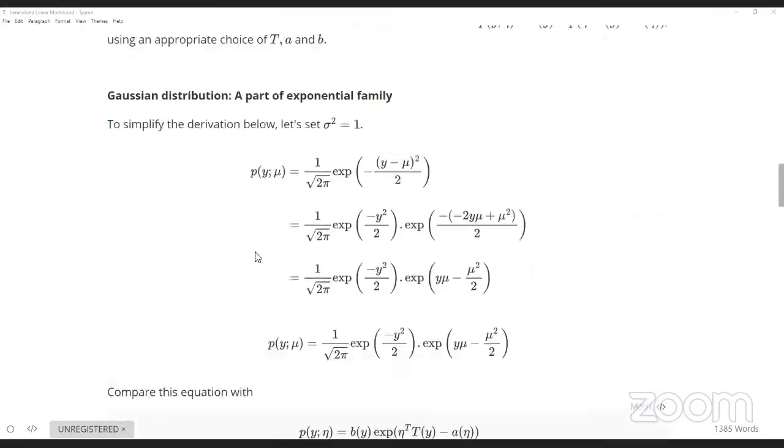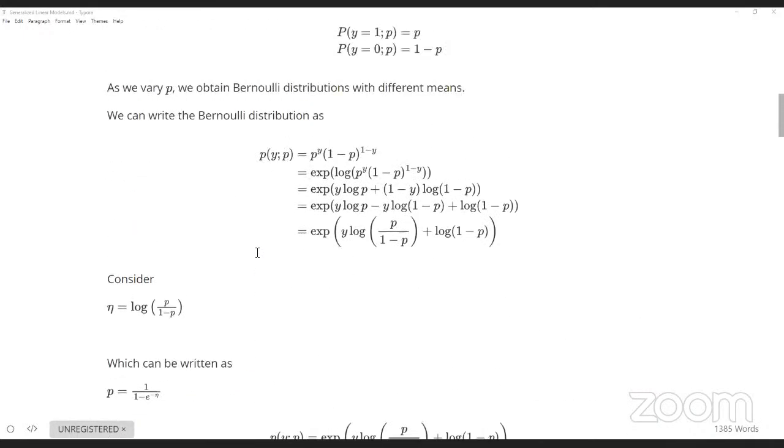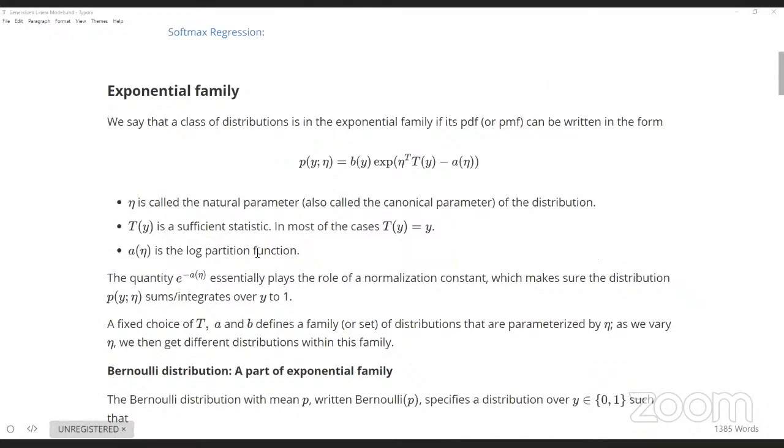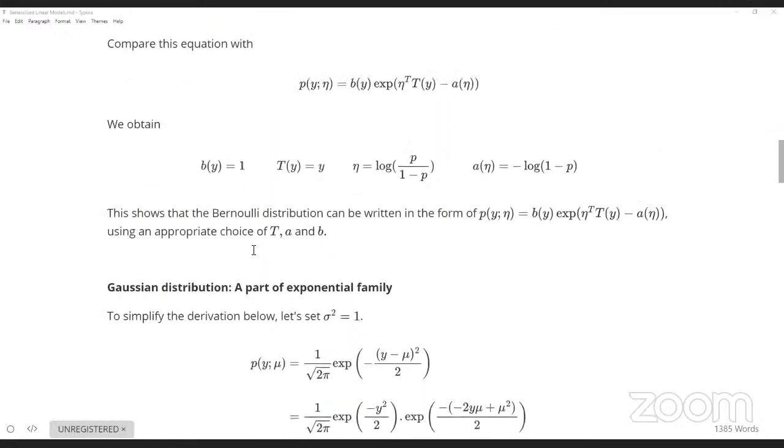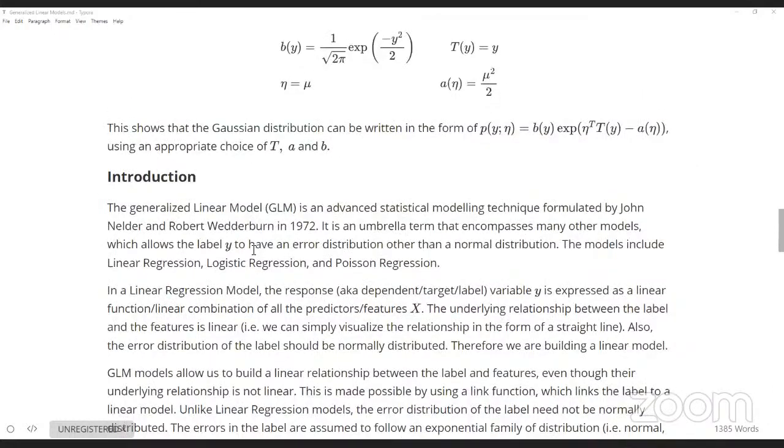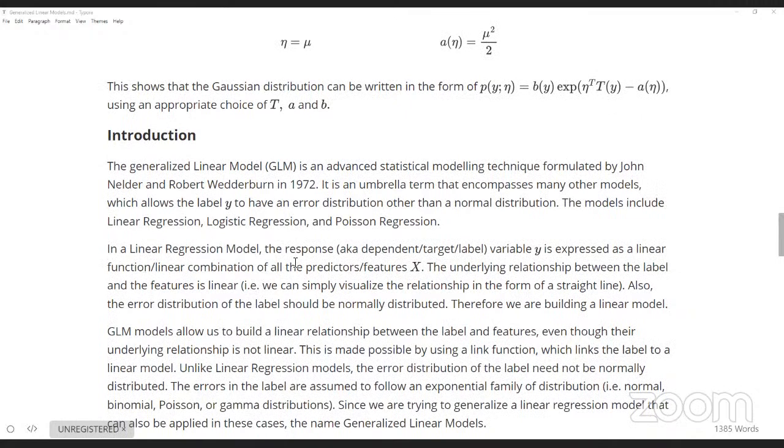Now we have seen what the exponential family is, and we come to the main topic, which is generalized linear models. We were talking about what a generalized linear model is. We are generalizing the models we have seen till now, like linear regression and logistic regression. There we make some assumptions. Now we will generalize those assumptions and try to find the model for those cases. So what happens in linear regression? We make the assumption that y can be expressed as a linear function, or linear combination, of all the features.